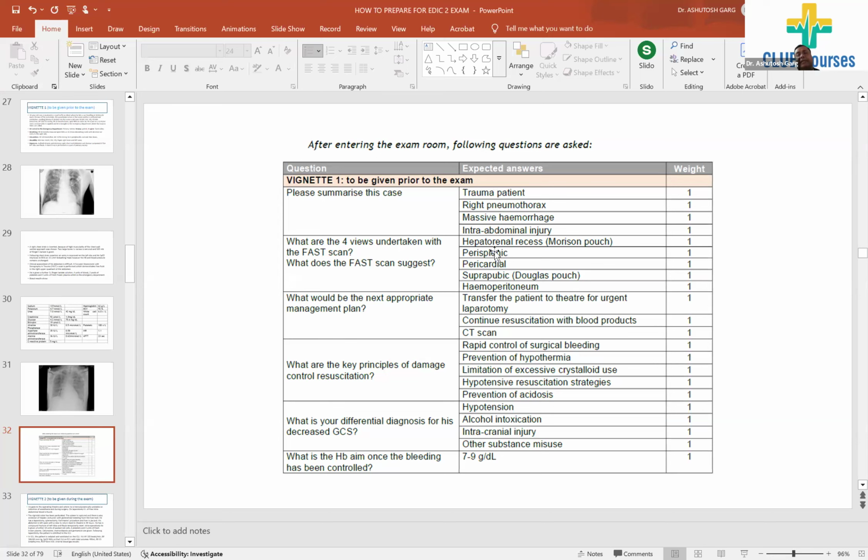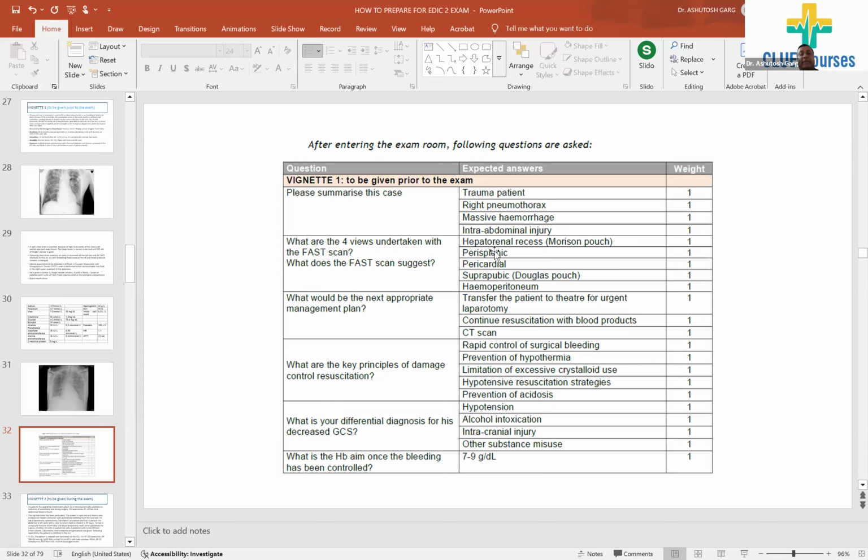So you don't know what is written in their iPad, but you have to tell the answer in a way that all the important things will be covered and no other things you should speak. Otherwise, you will waste time. Then second question, what are the 4 views undertaken with the FAST scan? So you will tell the Morrison pouch, perisplenic, pericardial, suprapubic.